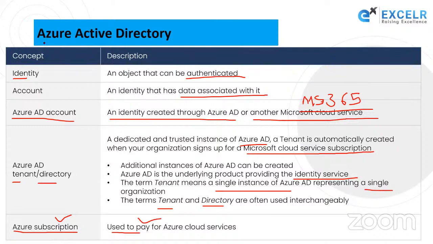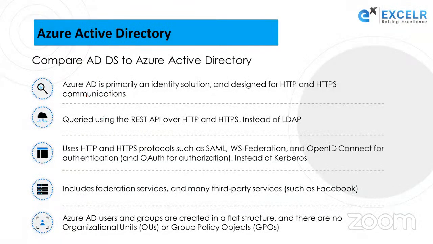Now, we have just seen Azure Active Directory, and we have also seen MS Active Directory. So let us look at the key differences when we are going to work with both of them. How do you compare? Basically, your Azure AD is an identity solution for the cloud, and it is designed for HTTP and HTTPS communication. Whenever you want to connect to your Azure Active Directory, you are using queries through the REST API or HTTP and HTTPS.